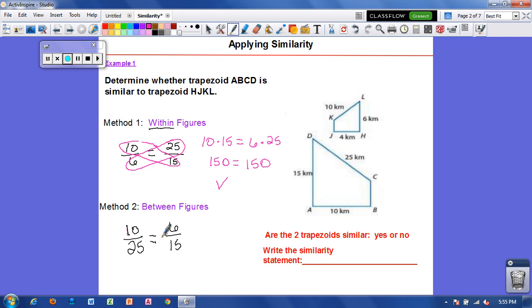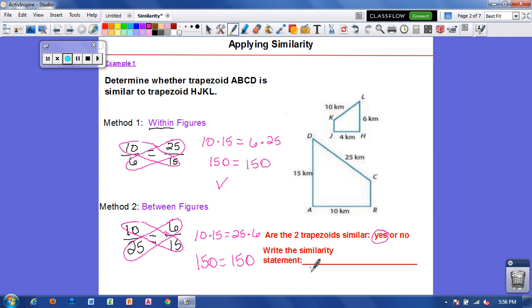I'm going to set my cross products equal to each other, and I'm going to see if they match up. So we have 10 times 15. I'm going to set that equal to 25 times 6. Now, as we know from above, 10 times 15 is 150, and 25 times 6 is 150. So whether you set it up within or between, we're going to see that these figures are similar.